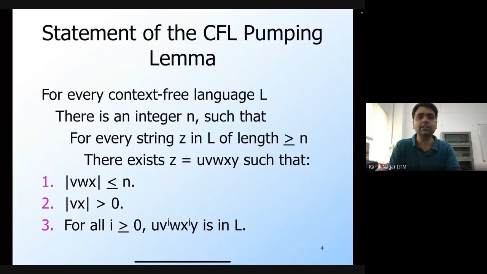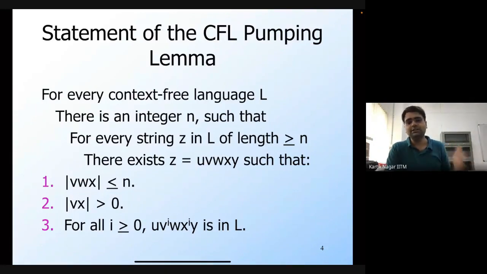Just to revise the statement of the CFL pumping lemma: if you take a context-free language L, then there exists some positive integer n, such that if you take every string z in L whose length is greater than or equal to n, which means a large enough string, then there exist substrings of this z which you can pump. In particular, this z can be broken down into u, v, w, x, and y, which are all substrings of z.